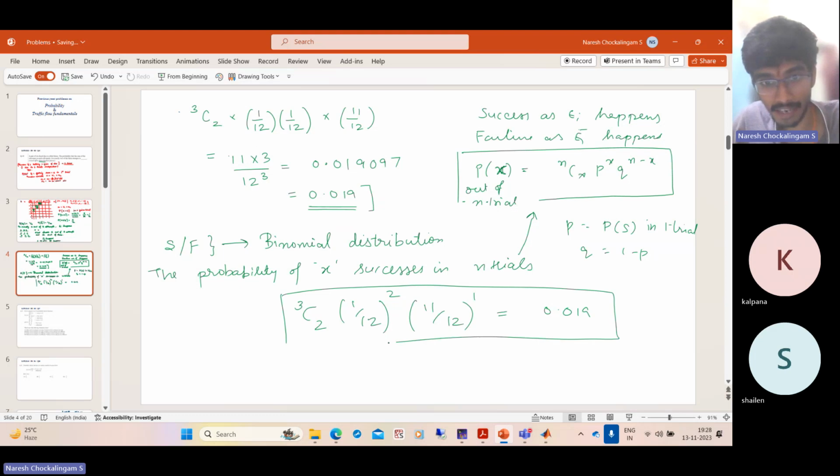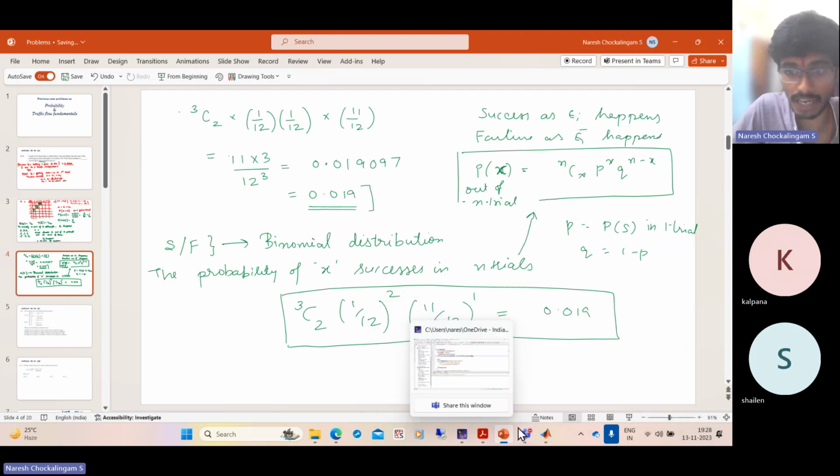In the first case, you reason it out. In the second case, if you remember the binomial distribution, you can use the probability of X successes in N trials. So I hope it's okay. If you have any doubts, you can ask me.